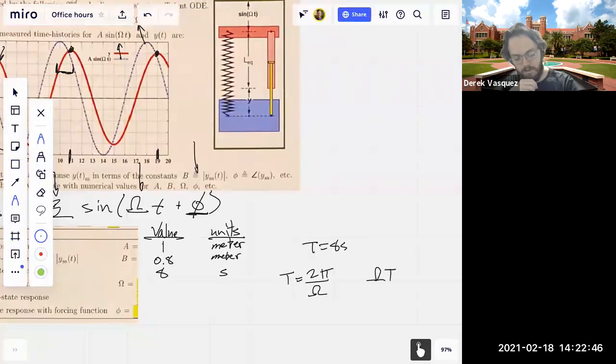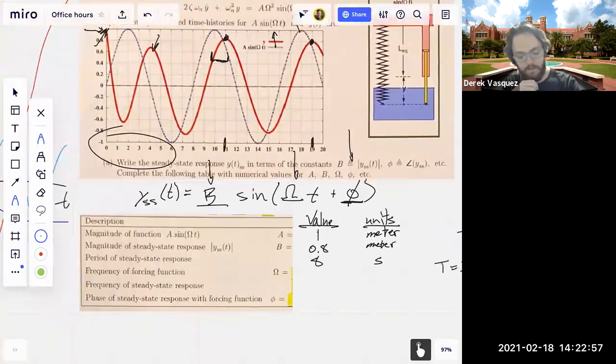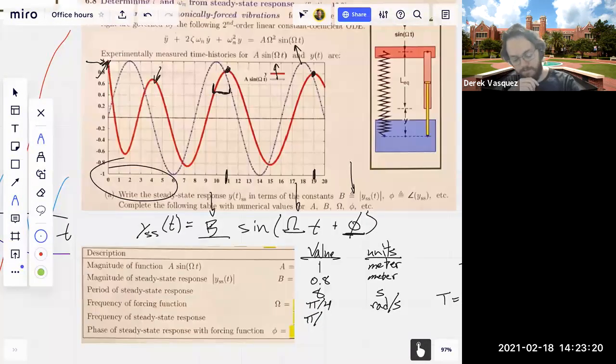omega T is equal to 2 pi. And so omega is equal to 2 pi over 8. And that equals pi over 4. And that's radians per second. And then the frequency of the forcing and the frequency of the steady state response are the same. So the frequency of the steady state response, which also has a period of 8 seconds, is pi over 4 radians per second.